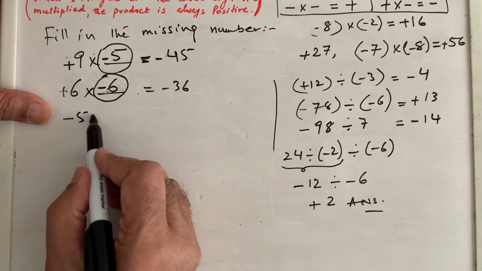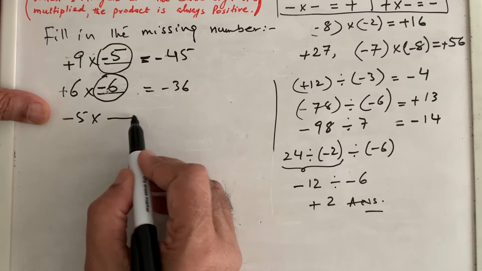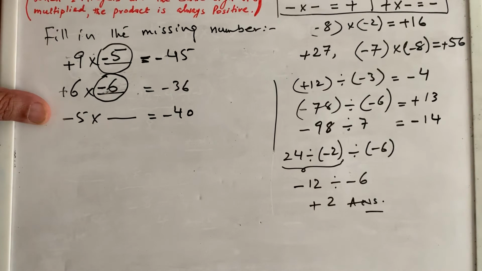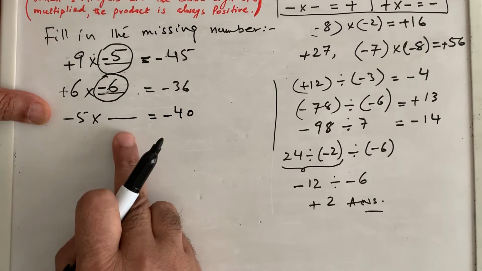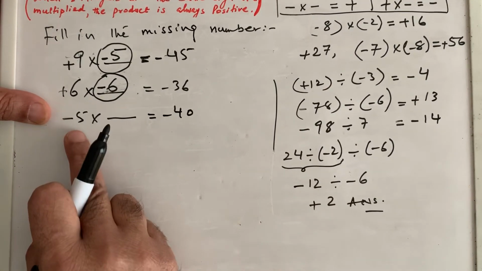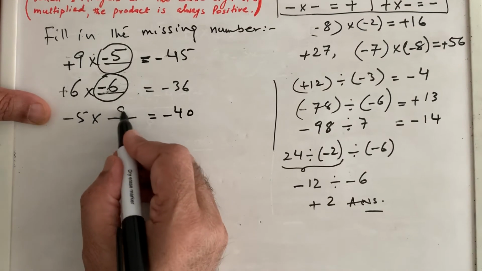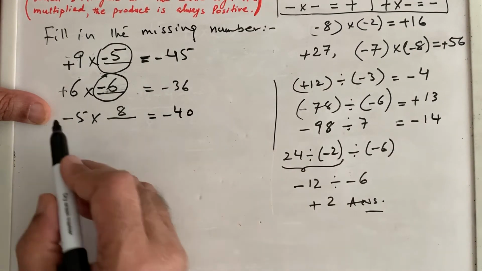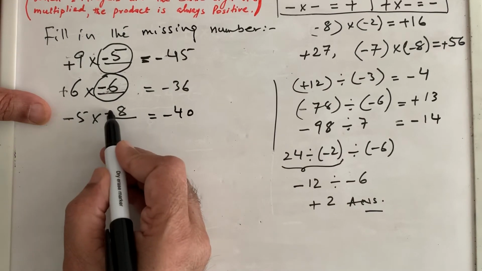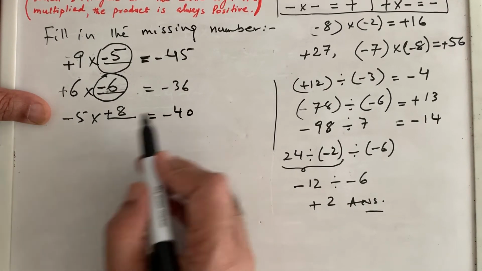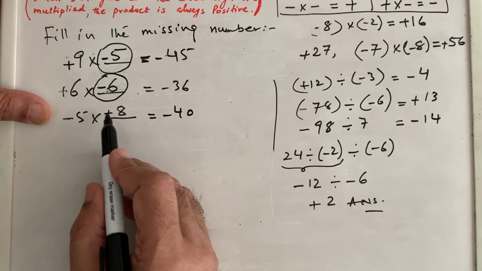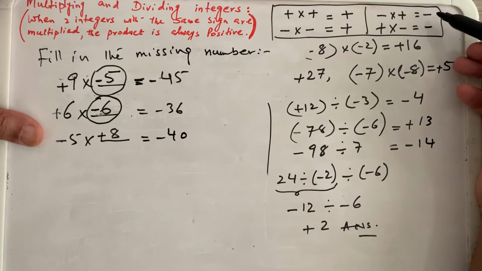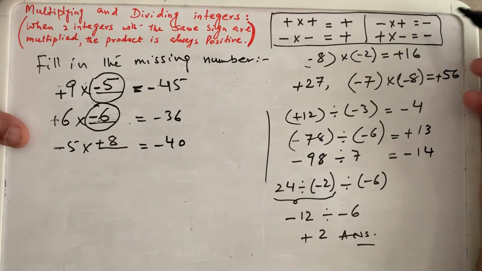Minus 5 times dash is equals to minus 40. Right? So you know that 5 times 8 is 40. So 8 number is fine. But now you have to see how we can get negative. So this is negative. So this should be positive to get the negative sign. Because negative times positive is negative. So you can see the situation here, right?